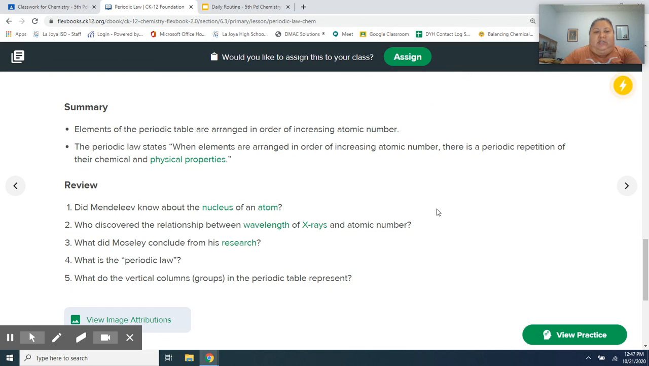So in conclusion, let's summarize today's topic. Elements of the periodic table are arranged in order of increasing atomic number, thanks to Mr. Henry Moseley. Periodic law states that when elements are arranged in order of increasing atomic number, which is Moseley, there is a periodic repetition of their chemical and physical properties. That was from Mendeleev. So they smashed both of those scientists together, and they came up with this periodic law.